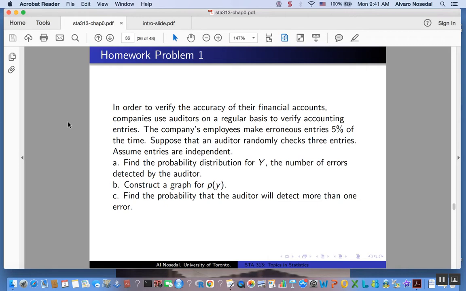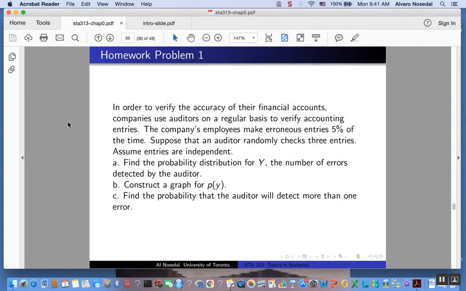So, this is the problem that I would like to solve with you. In this case, what we have is a random sample of 3 entries, and we are assuming independence between entries. And the random variable of interest is the number of errors detected by the auditor.